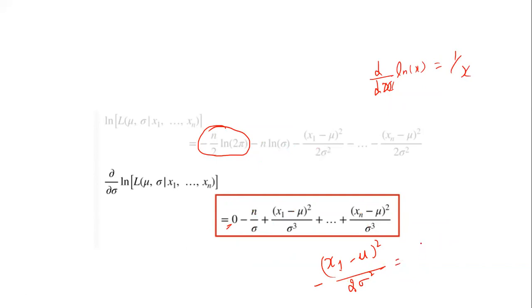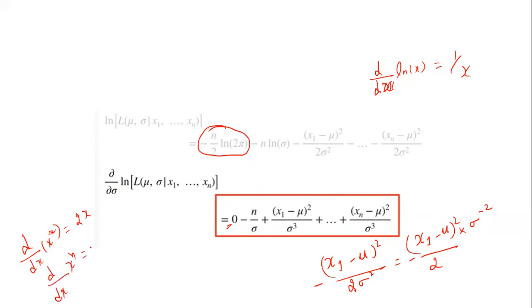For this, we have to take the derivative with respect to sigma. Before taking the derivative, let us simplify this: x1 minus mu the whole squared, minus, here it's minus. Let us bring the sigma to the top, so sigma to the power minus 2. The derivative of x squared is 2x, right? Basically the derivative of x to the power n is n into x to the power n minus 1.